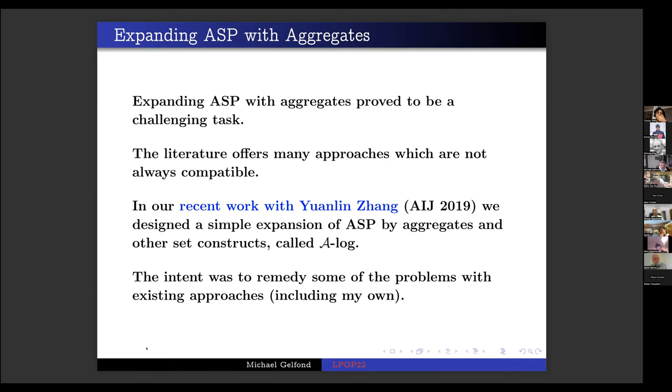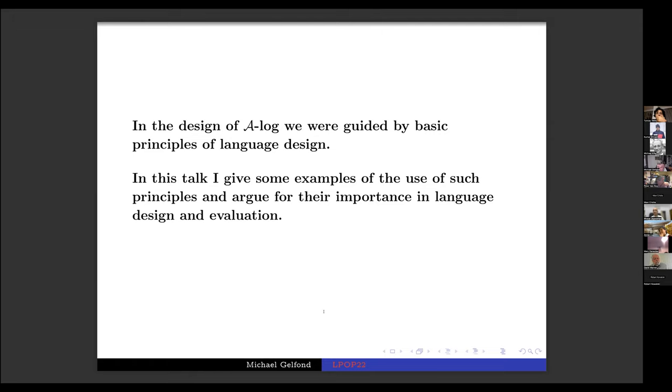I'm not going to talk about these problems so much as about some of the principles we used in the design of it. In this design, you're guided by basic principles of language design. I learned most of these principles from very old work by Dijkstra and Wirth and McCarthy and others, slightly modified and adapted for knowledge representation languages, but basically it's the same type of thing. In this talk, I'm going to give some examples of the use of such principles and argue for their importance in language design and language evaluation.